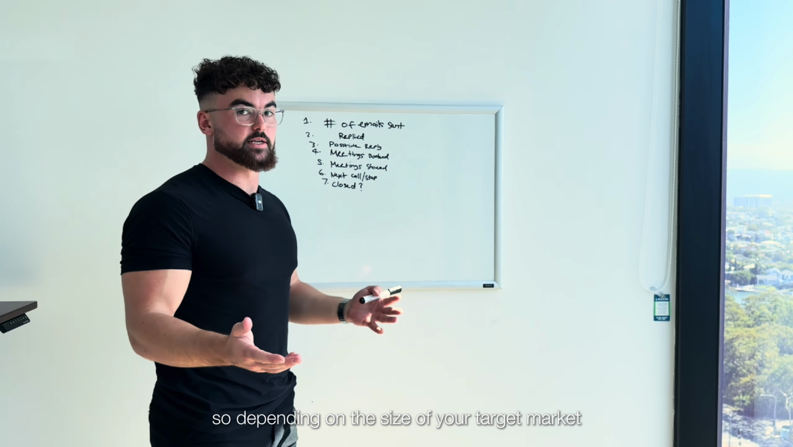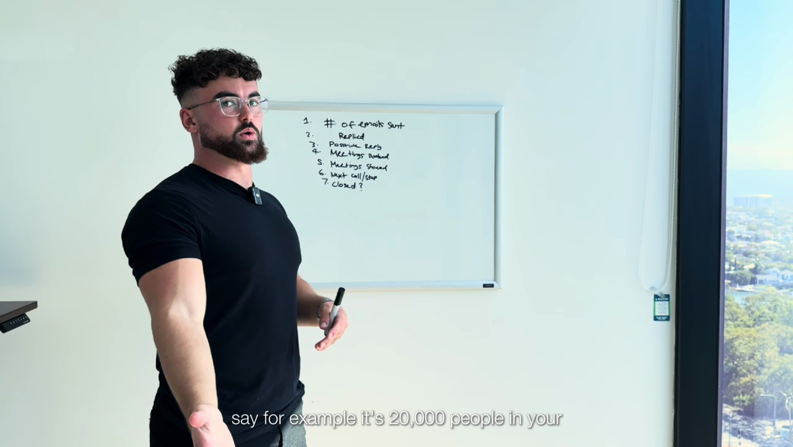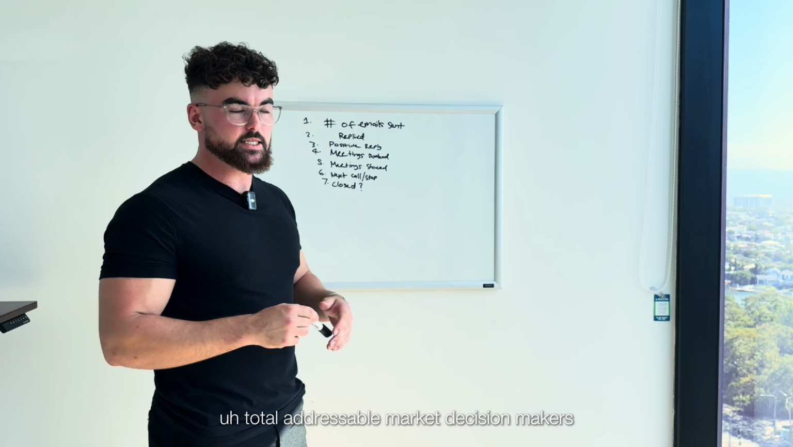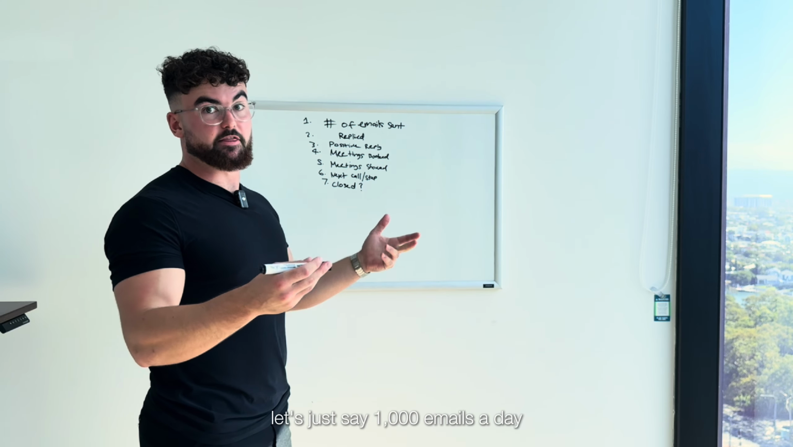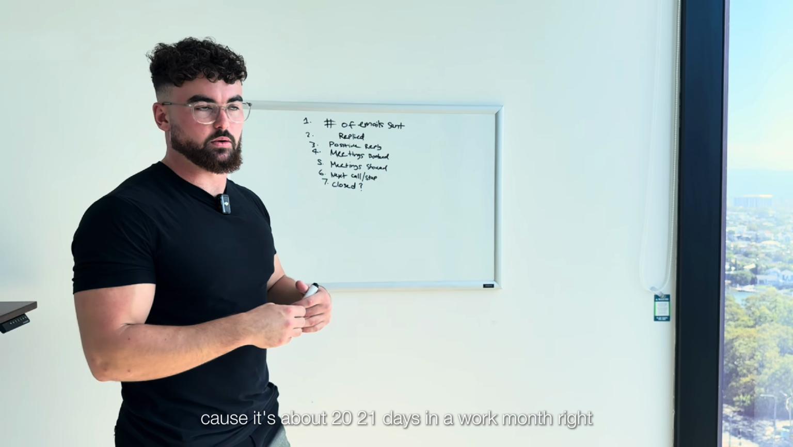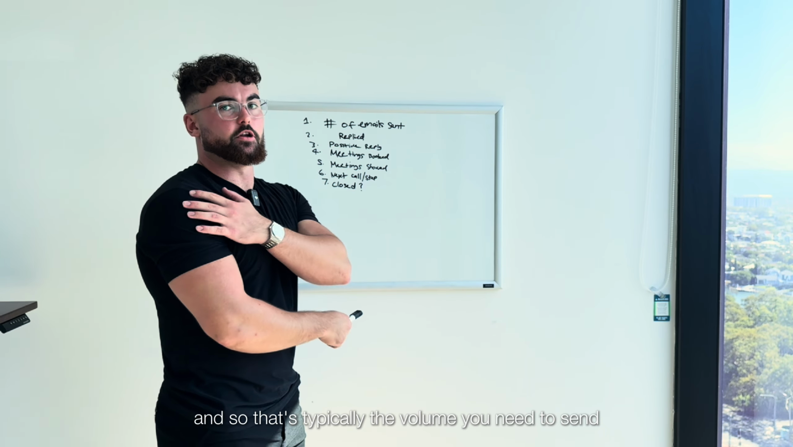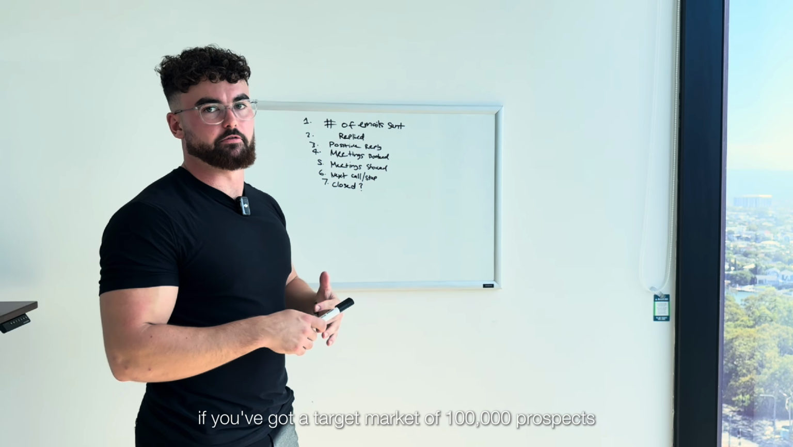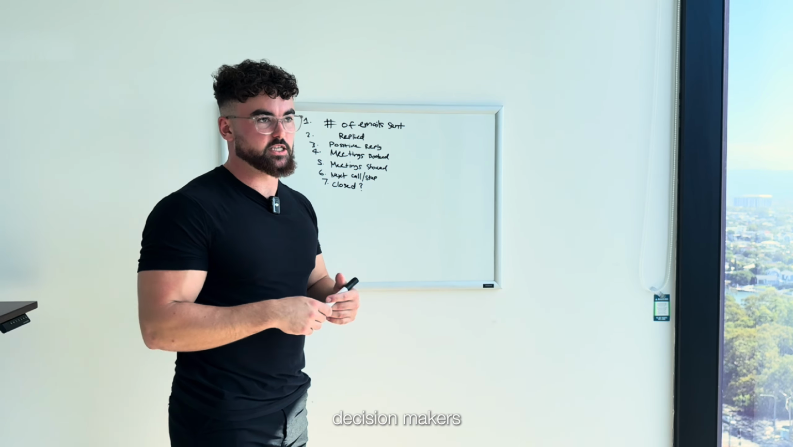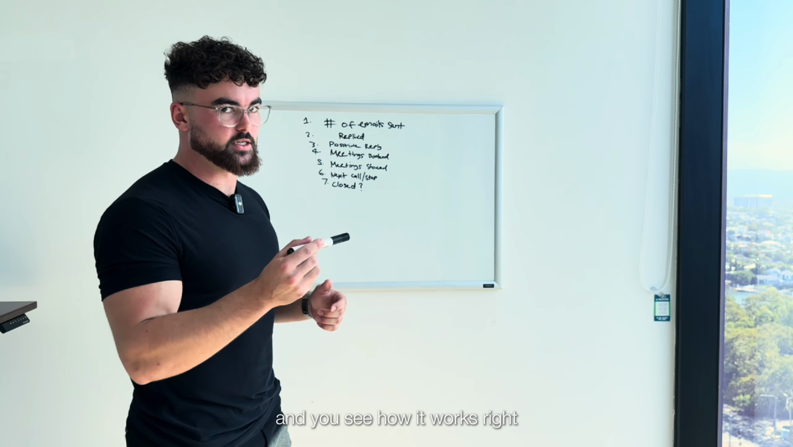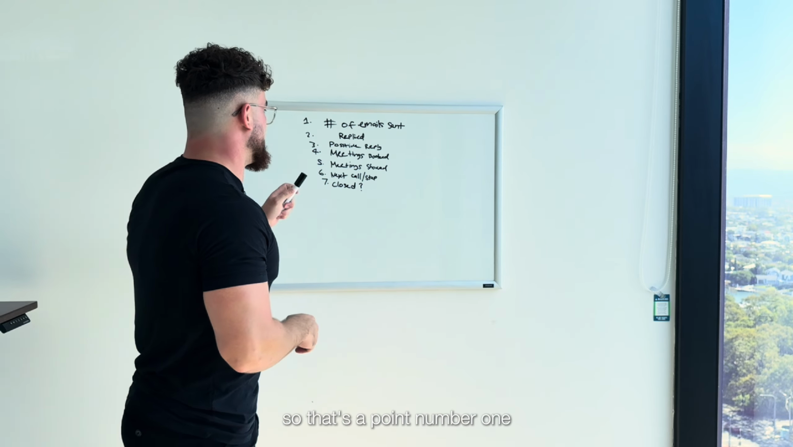So depending on the size of your target market, say for example, it's 20,000 decision makers in your total addressable market, then you're going to be sending, let's just say, 1,000 emails a day because there's about 21 days in a work month. Right? And so that's typically the volume you need to send. If you've got a target market of 100,000 prospects, decision makers, then obviously you can scale up the volume from there and you see how it works, right? So that's point number 1.